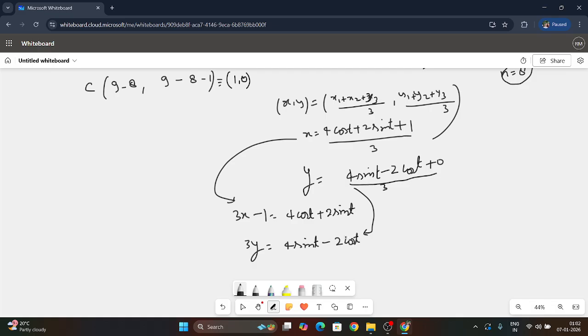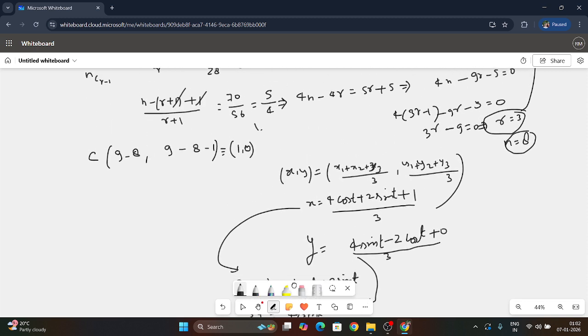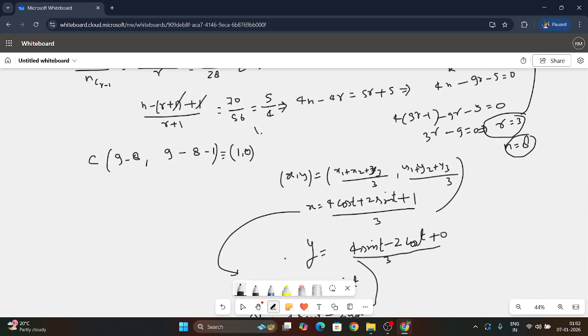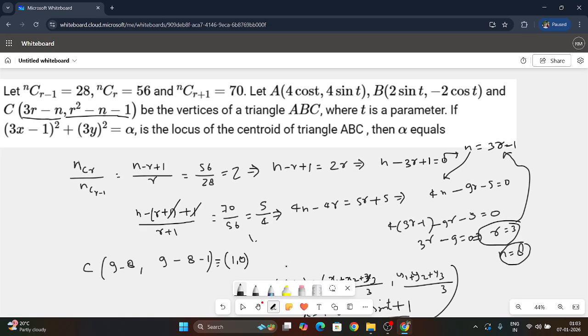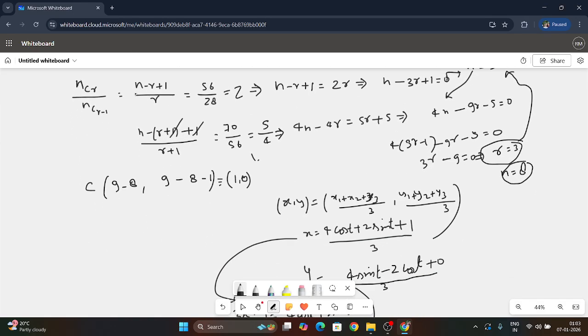Okay, now observe the question also. It is very important to observe the question. When we are solving any question of locus, we have to keep in mind that we have to eliminate the parameter. Here the parameter is t. So we have to eliminate it. Now let's solve: (3x minus 1) whole square plus (3y) square is equal to alpha. We have to find the value of alpha.